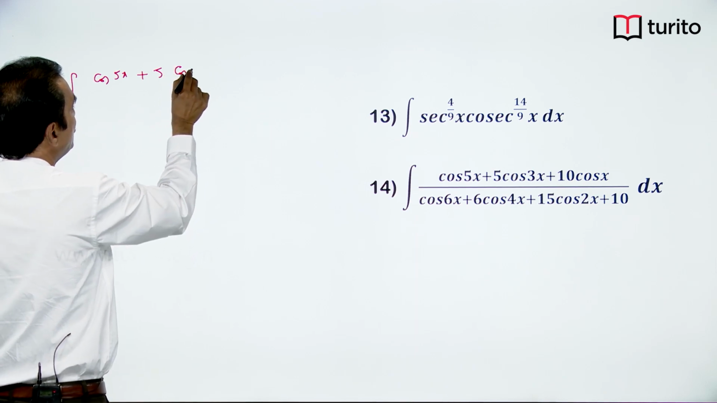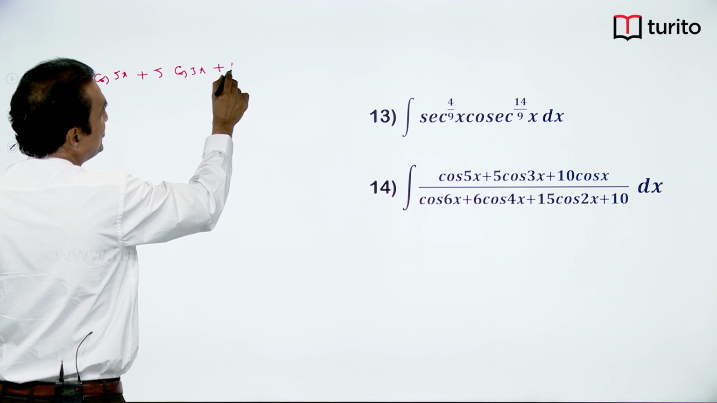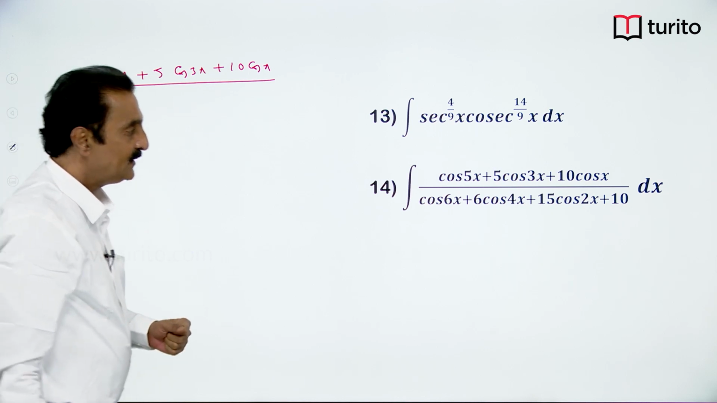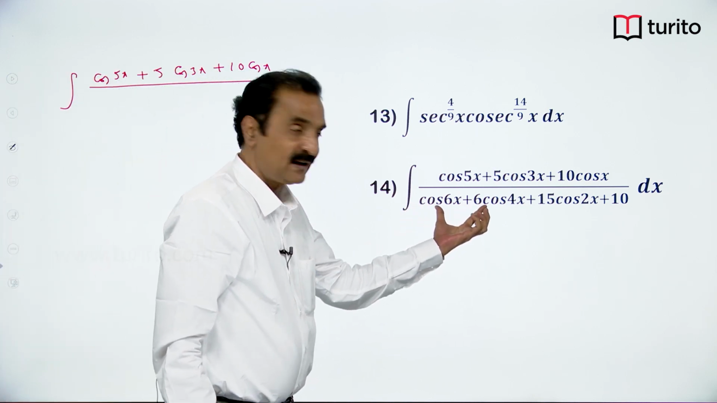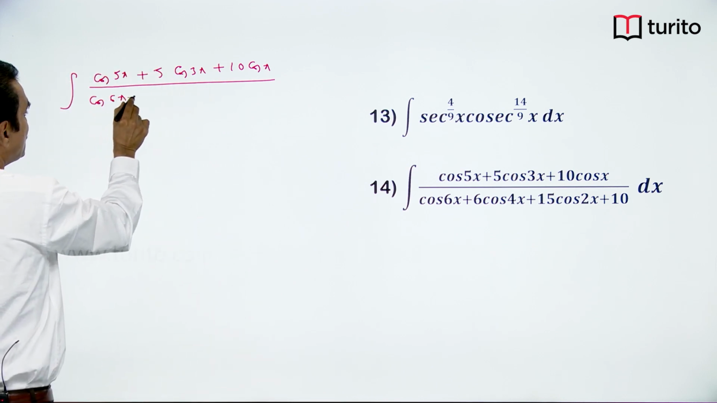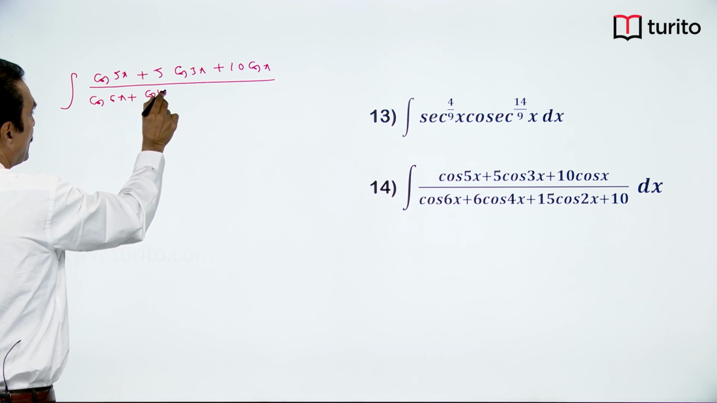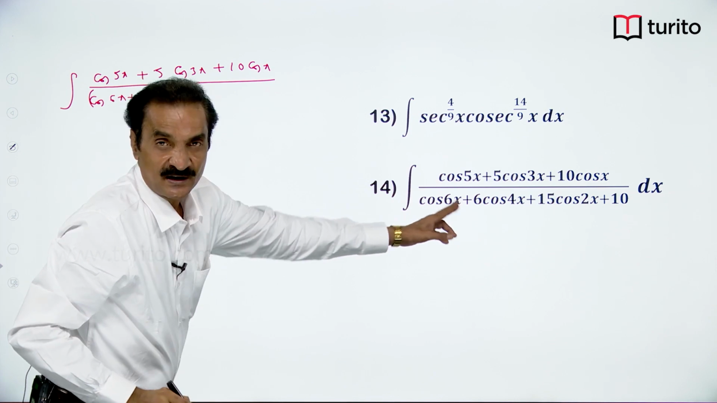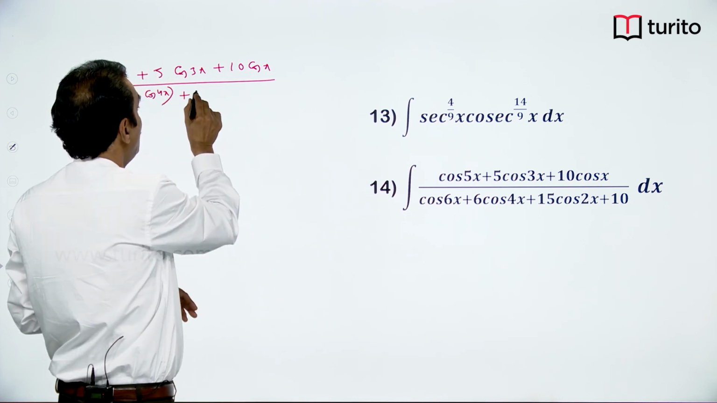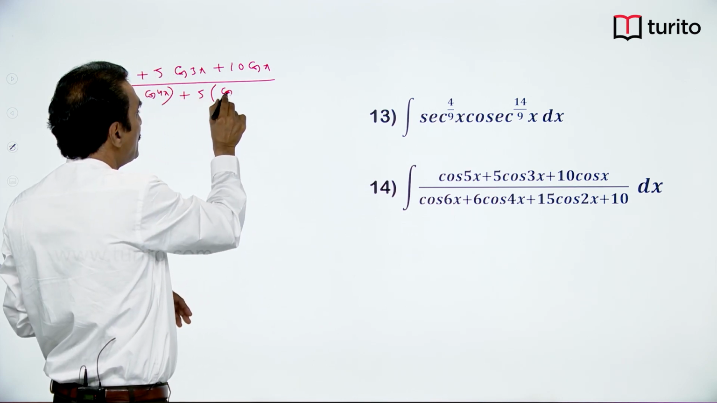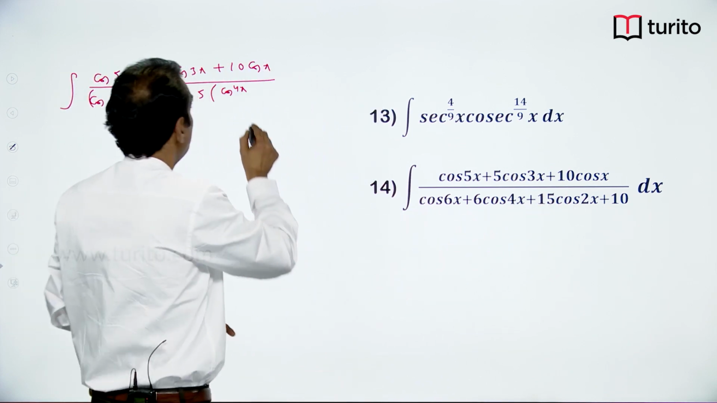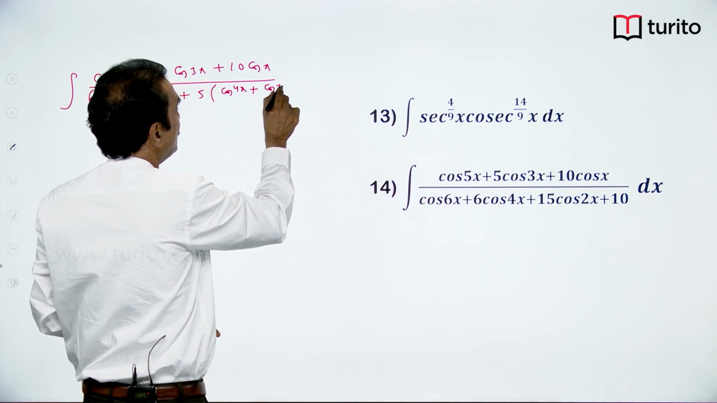5 cos 3x plus 10 cos x. In the denominator, let us write the first two terms as cos 6x plus cos 4x. So, I have separated cos 4x plus what is the remaining, 5 cos 4x now. I will write 5 into cos 4x plus separate 5 cos 2x plus cos 2x.